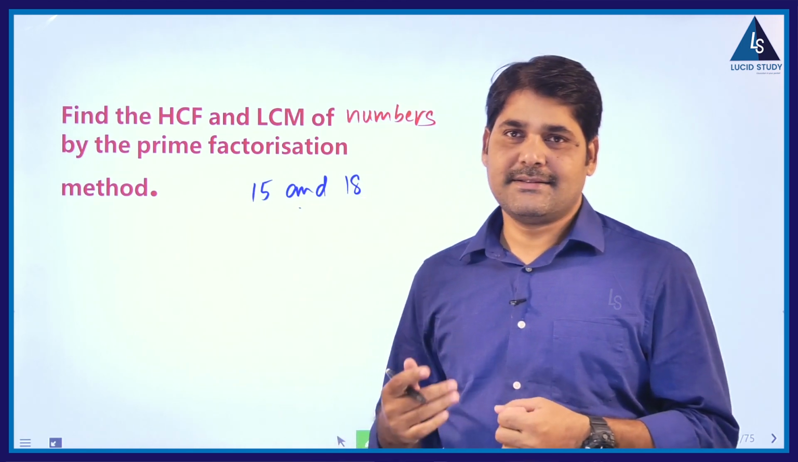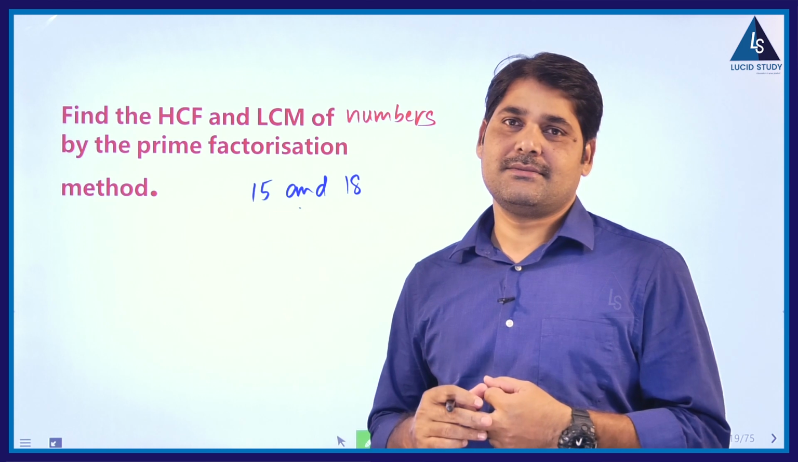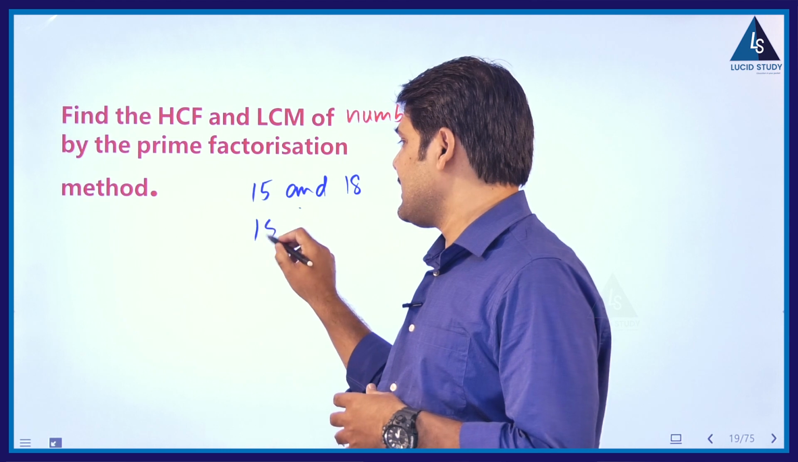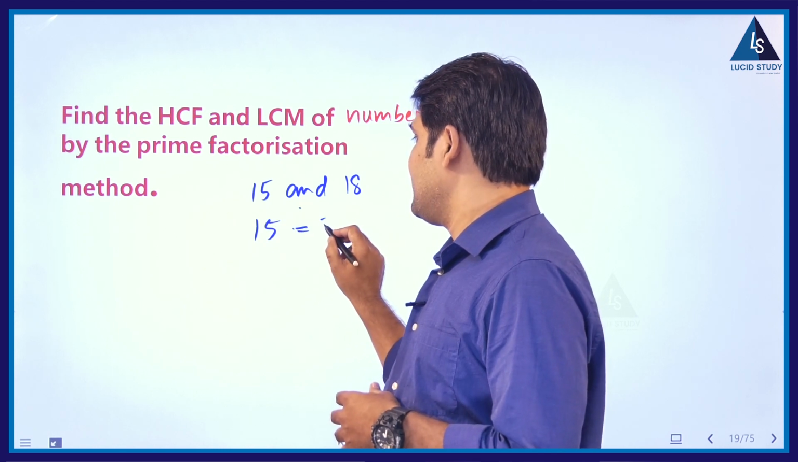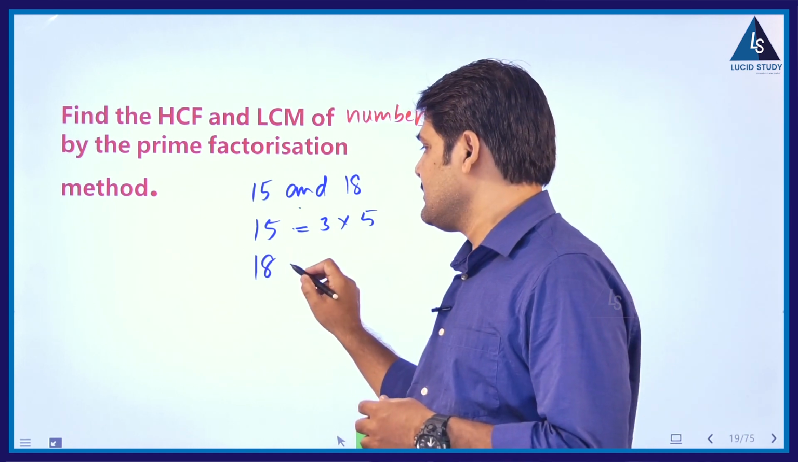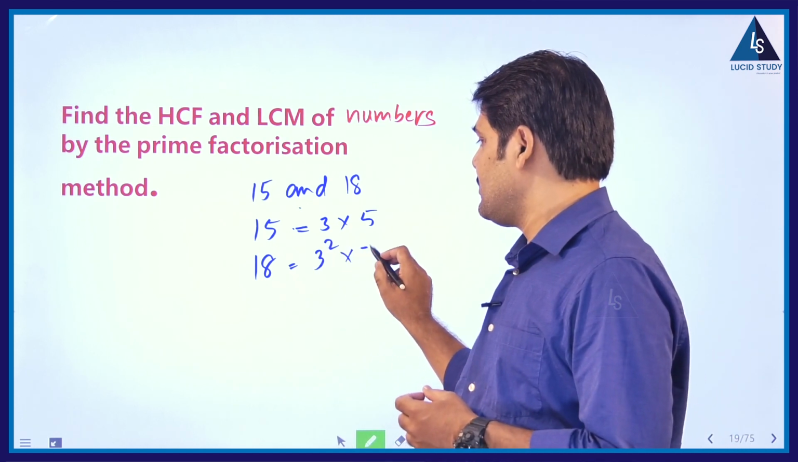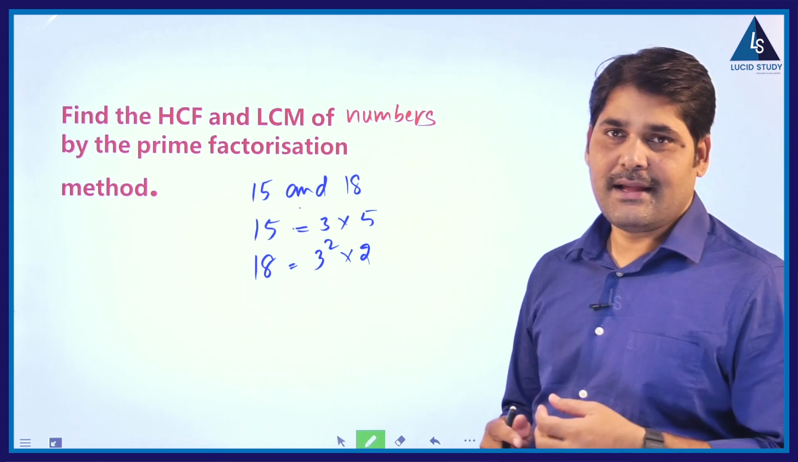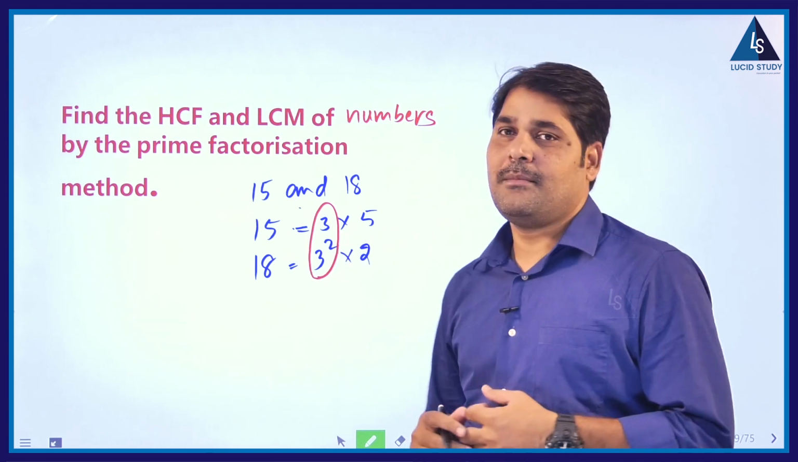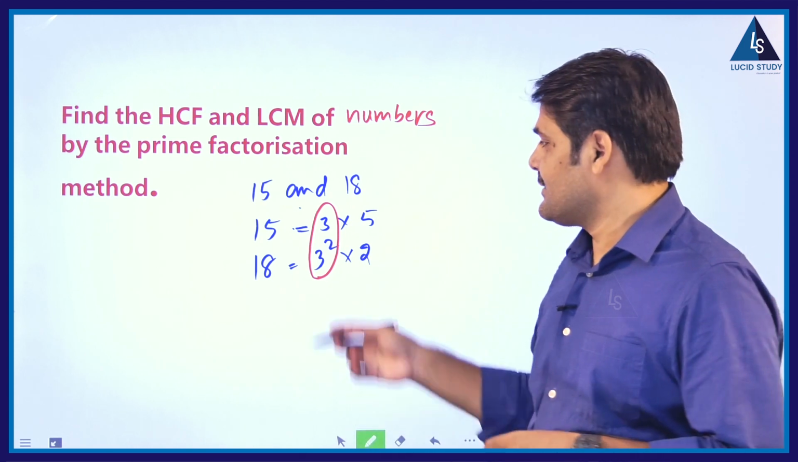For finding HCF and LCM, what will we do? First we will factorize the given numbers. Then we will identify the common factors. So 15 can be factorized as 3 into 5. Similarly, 18 can be factorized as 3 squared into 2. Now for finding HCF, we use the common factor method, that is, we need to identify what is common in both.